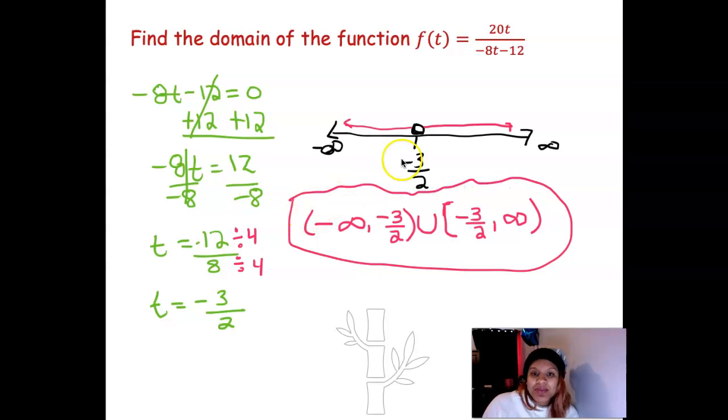And that's it. We do this process, meaning we set the denominator equal to 0, because we're dealing with a rational function, which means 0 in the denominator makes it undefined.